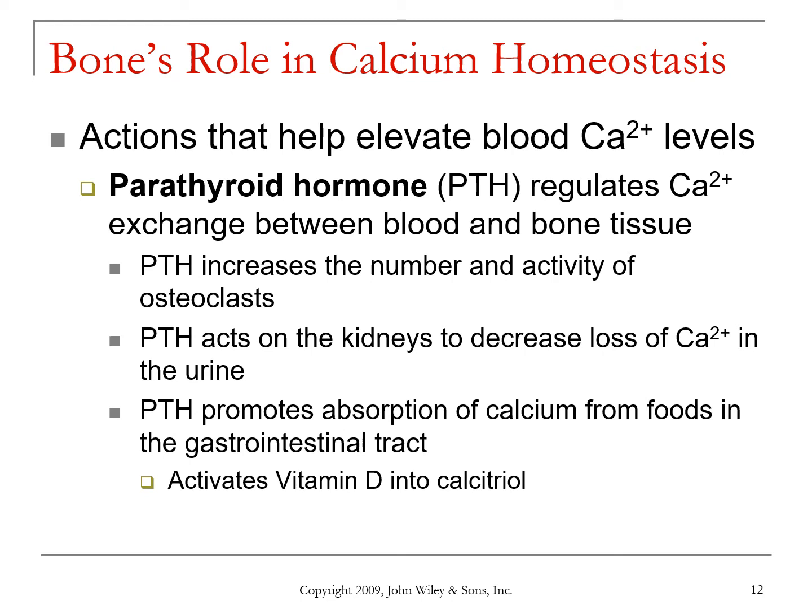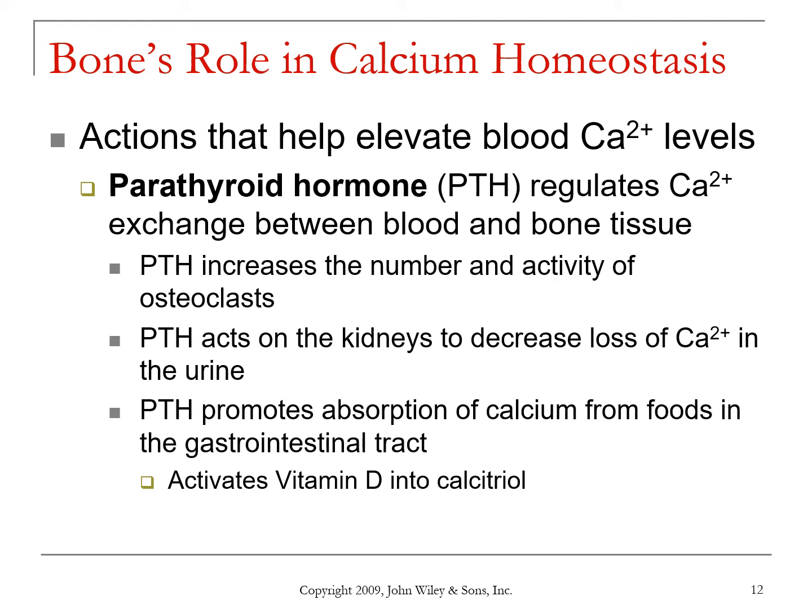The main target of parathyroid hormone is bone tissue, where parathyroid hormone increases the number and activity of osteoclasts. In doing so, the osteoclasts will break down or resorb old bone. This will release the stored calcium from the bone into the blood, thereby raising blood calcium levels back into homeostatic range. Rising blood calcium levels feed back to shut down parathyroid hormone release.